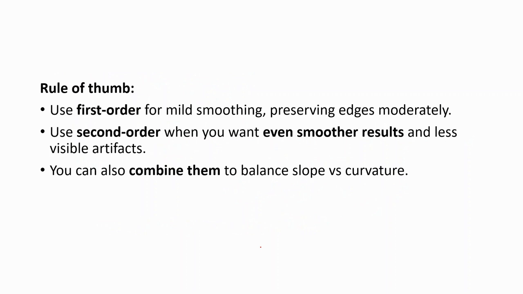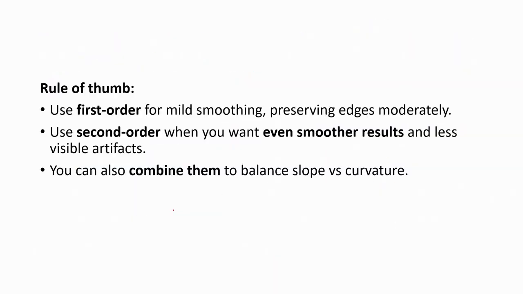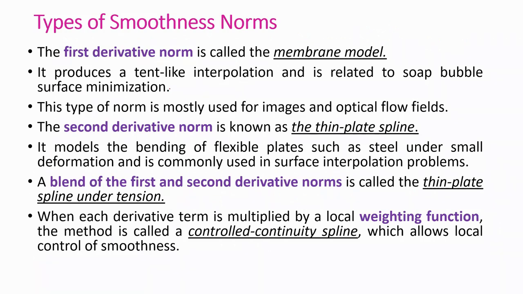So when to use which order? Use first order for mild smoothing, preserving the edges moderately. We can use second order derivative if you want even smoother results and less visible artifacts. And sometimes you can combine them to balance both slope as well as curvature. If you want to balance the slope, you can go with 1D. If you want to balance the curvature, you can go with 2D.